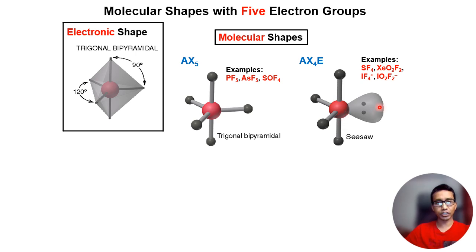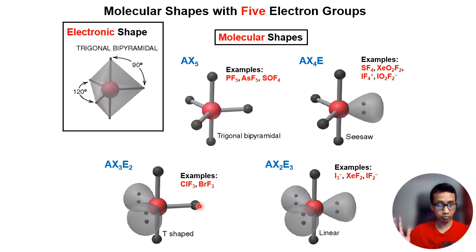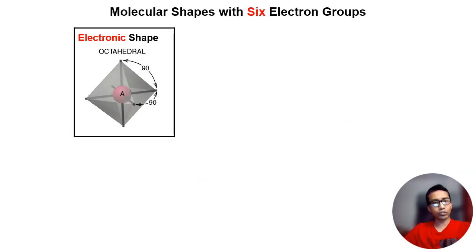Then we have a seesaw shape when you have 1 lone pair of electrons here and then 4 bonding pairs. It looks like a seesaw. You just have to turn it 90 degrees in order to visualize the seesaw. Then you have T-shaped. As you can clearly see, there are 2 lone pairs and then 3 bonding pairs around the central atom, so it looks like a T. That's why it's called a T-shape. And then we have linear, in which there are 3 different lone pairs and 2 bonding pairs around the central atom.